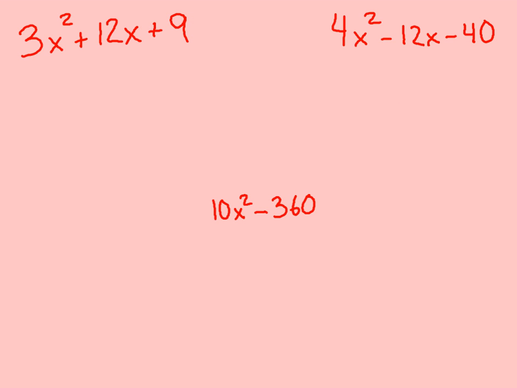Before we do this, I want to take a look at these ones because we don't have just a 1 out in front. What you should look for first is, can I pull out a greatest common factor? Well, I really can, and it's pulling out a 3 here. When I pull out a 3, I'm left with x squared plus 4x plus 3. And then I'm in the exact same situation I was before.